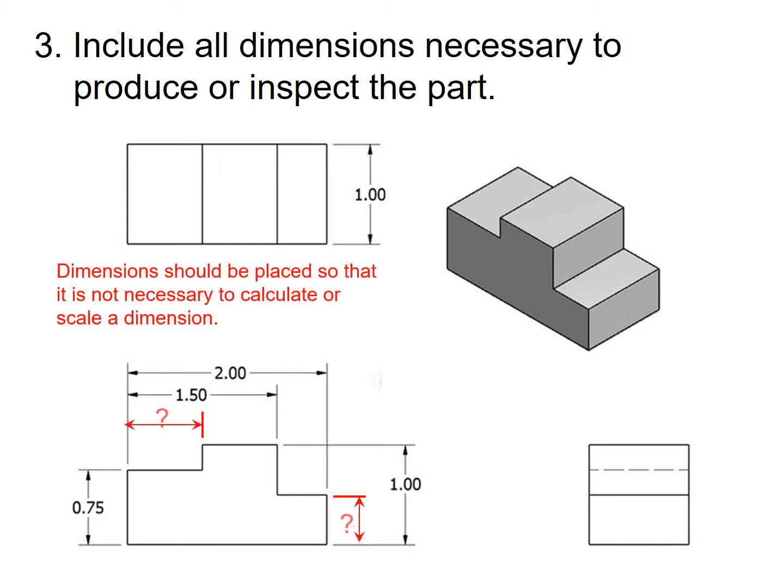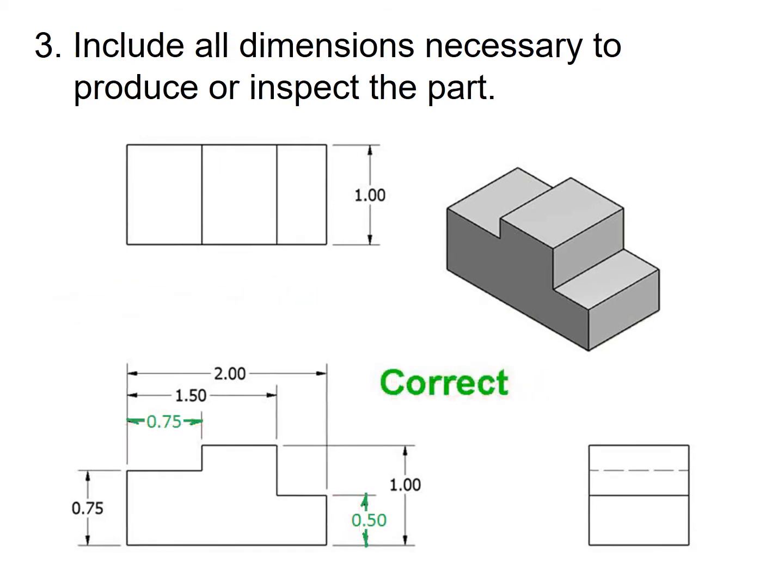Number three, include all dimensions necessary to produce or inspect the part. Dimensions should be placed so that it is not necessary to calculate or scale a dimension. So there are some missing dimensions here, as you'll see there with the question marks. So you would want to provide more dimensions there to clarify this object.